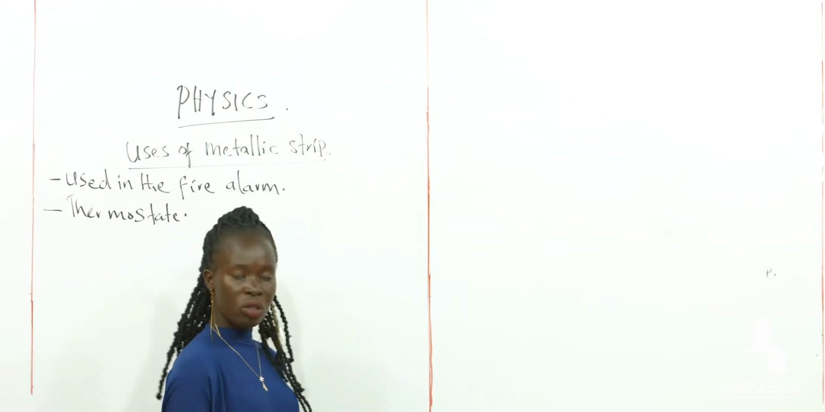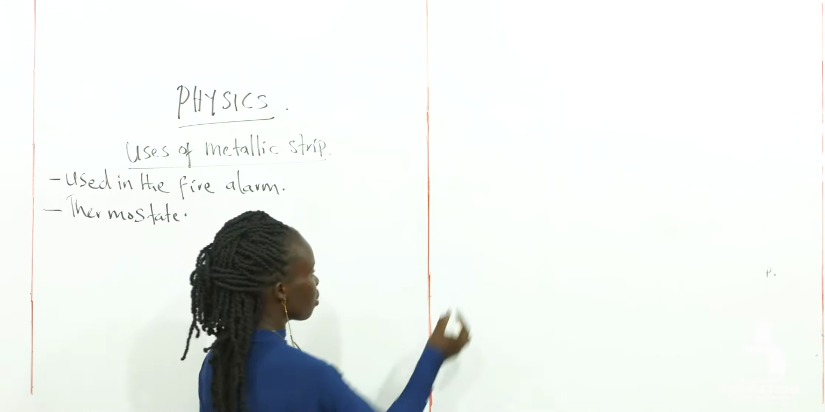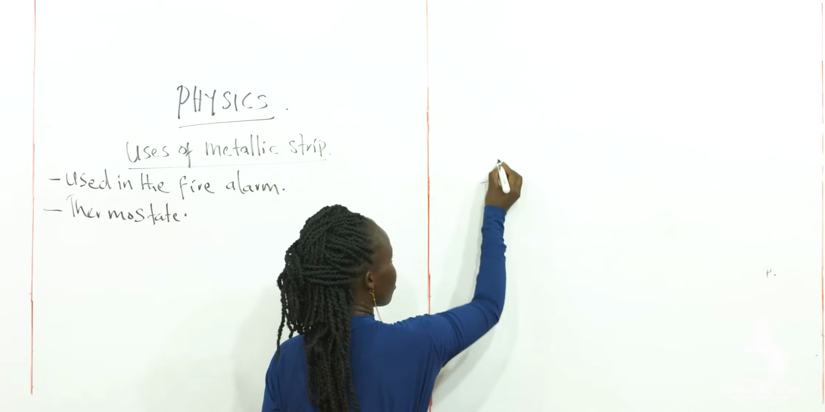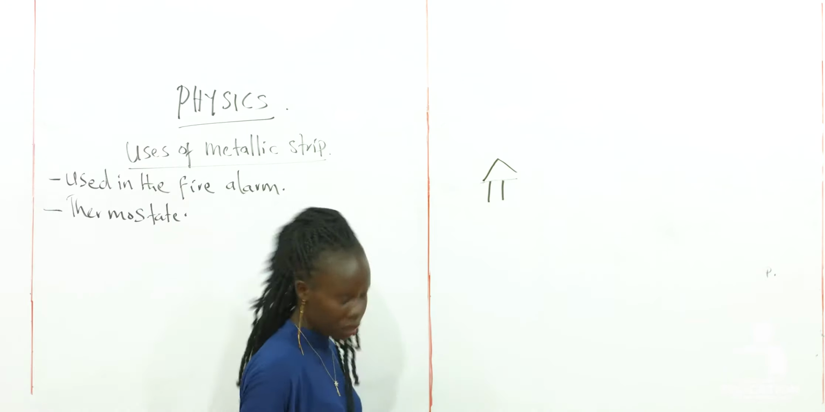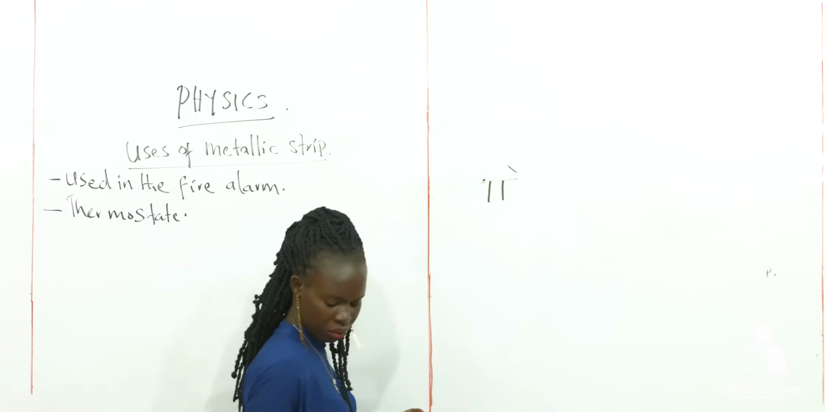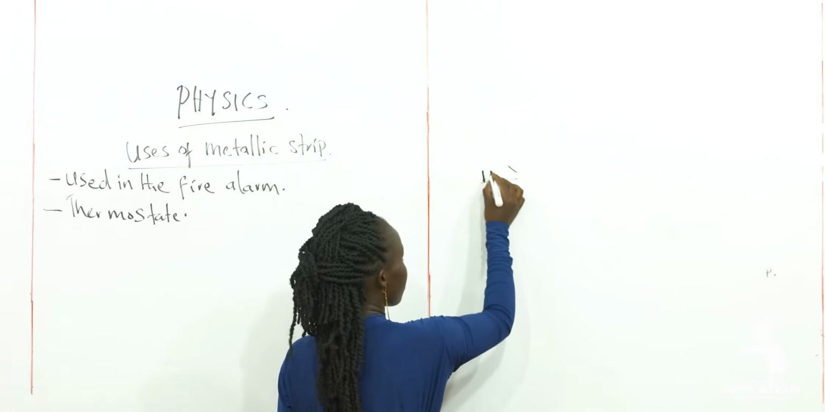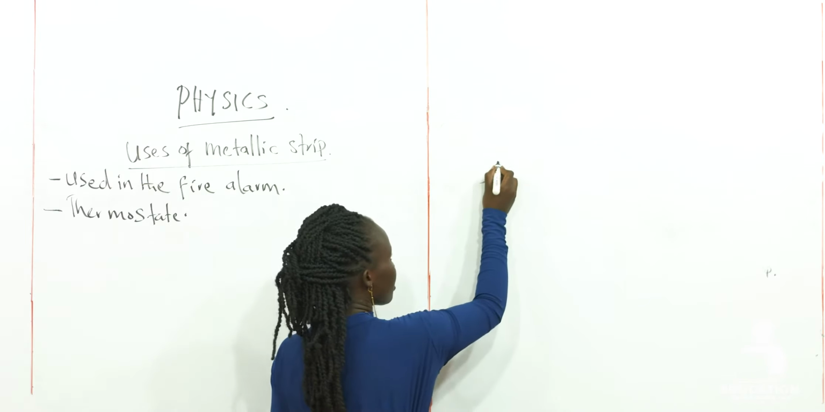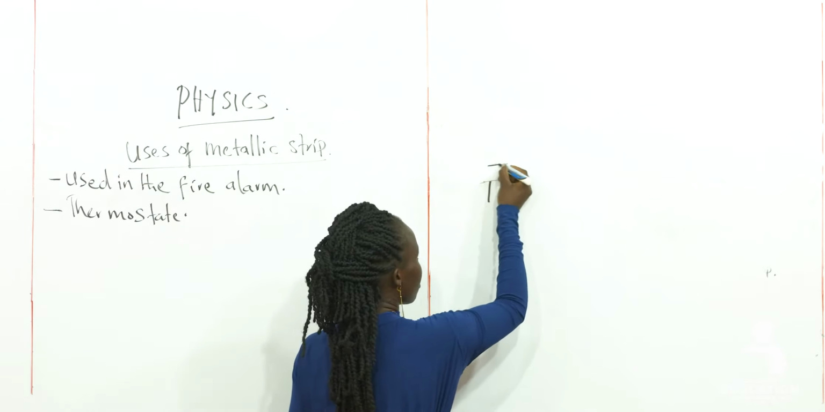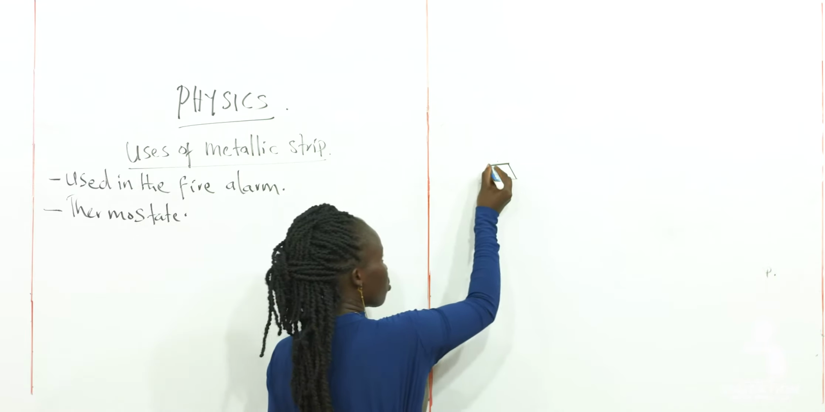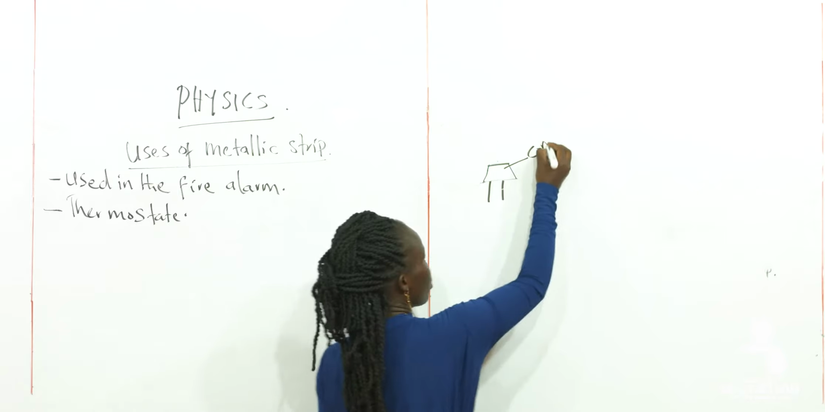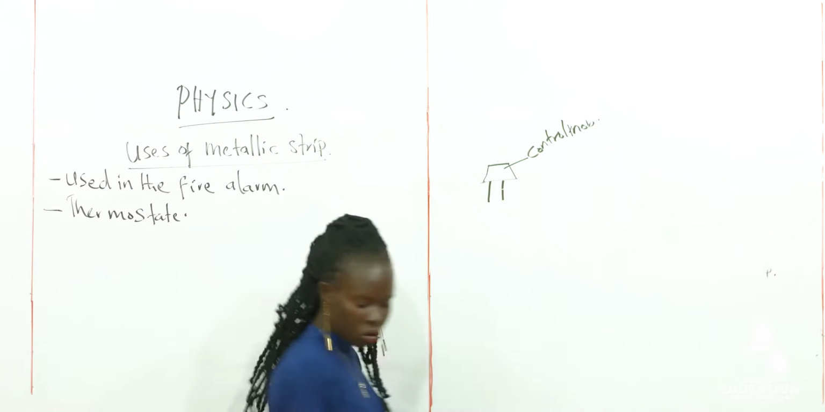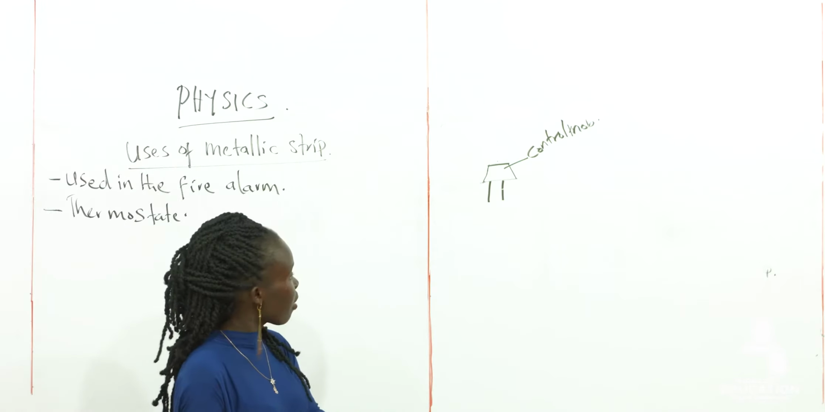A thermostat has what is known as the control node, which we shall have it here. Let us have a bit perfect drawing. So we need to create a node. So if this is the control node, where do we have the metallic strip?